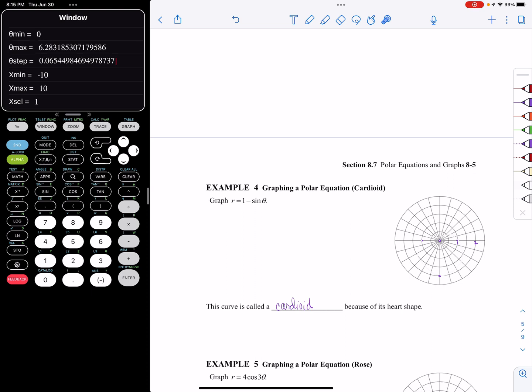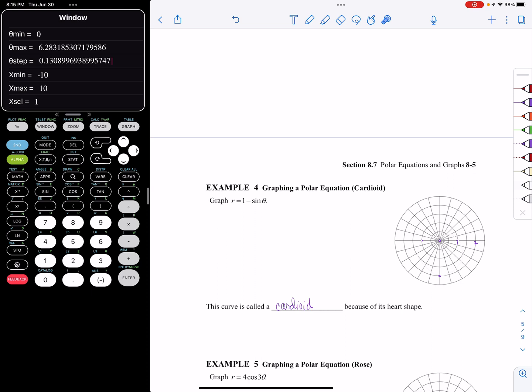My theta step, yours may or may not be the same thing. In fact, I was kind of playing with this a little while ago, but common theta steps are either going to be pi over 12 or pi over 24. So let's say I do pi over 24. I would actually type in pi divided by 24, and I would get this decimal right here. At the moment, notice that my x min and max and my y min and max, these are just my standard windows here of -10 to 10. So domain and range both of -10 to 10.